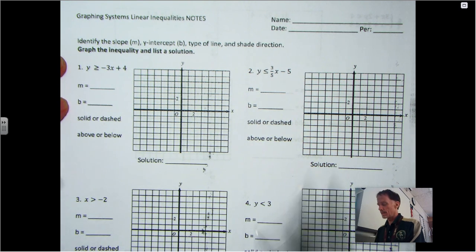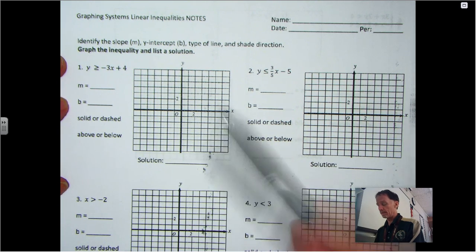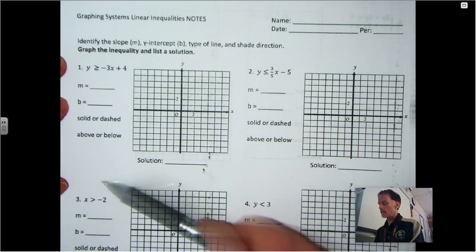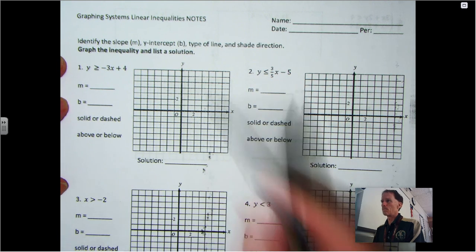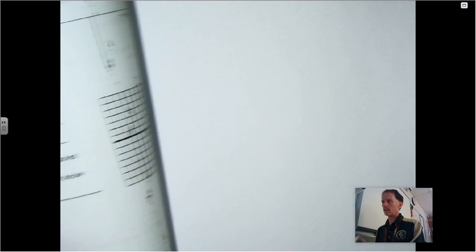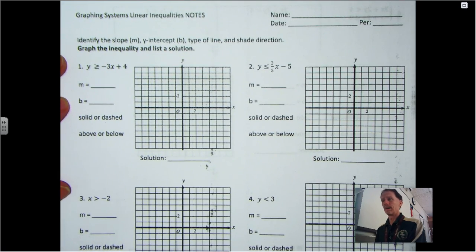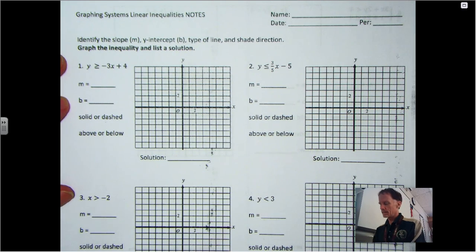So first of all, let me say this. If you don't have a printer or graph paper, you can do these same kinds of graphs just on a plain piece of paper. And when I get to number 2, I'm actually going to do this on a plain white piece of computer paper so you can see how you can do it by hand, even if you don't have a grid or anything like that. So let's get into this.